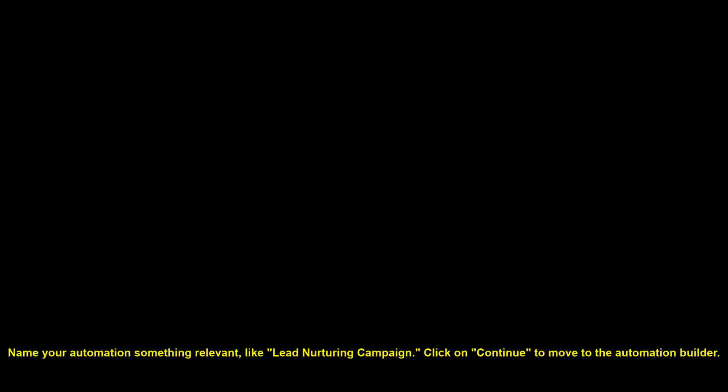Name your automation something relevant, like Lead Nurturing Campaign. Click on Continue to move to the Automation Builder. Now, you need to choose a trigger for your automation. Pick the appropriate list where your leads are added. Click Add Start to confirm your trigger settings.